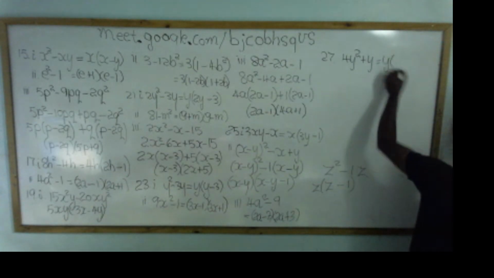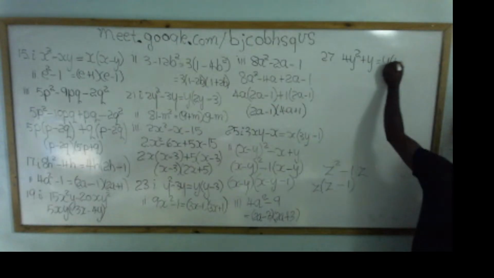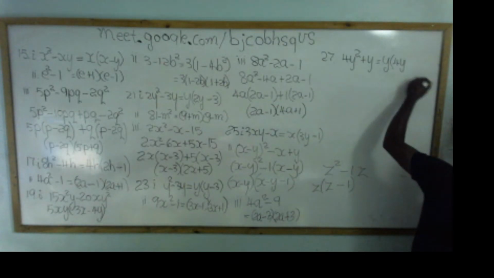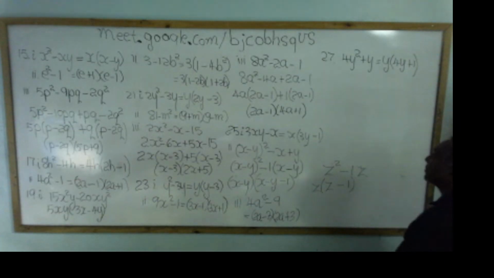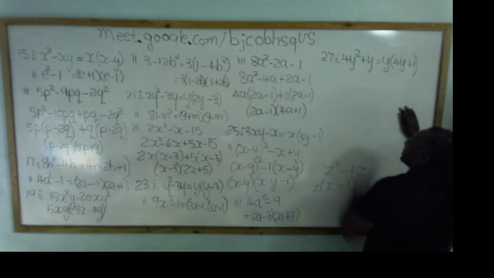Y is a common factor, and then 4y plus 1. That's Roman 1.